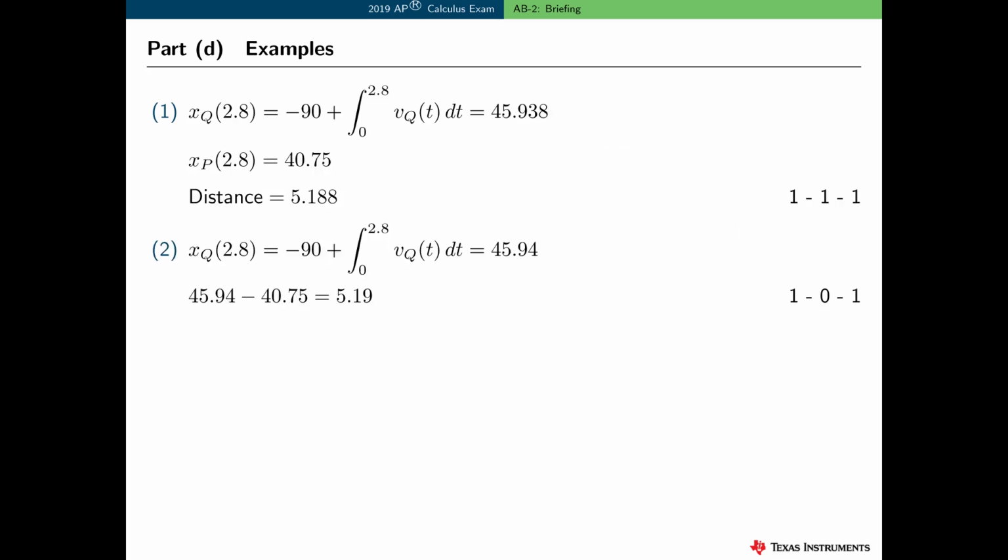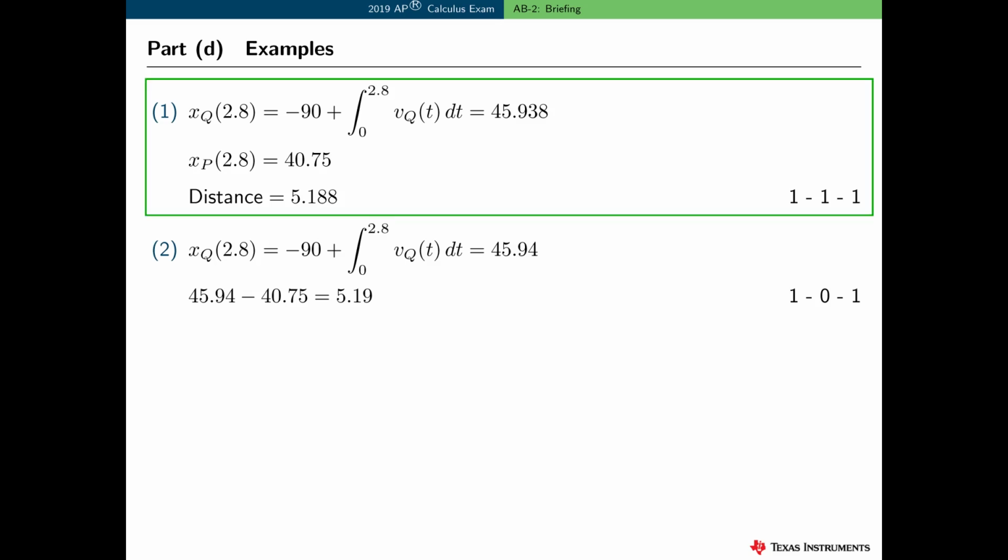Here are 2 more examples of part D responses and how each was scored. In example 1, we see the definite integral and the position of particle q explicitly stated. The student reminds us of the position of particle p, and let's assume this was found in part B, and the distance is given as an implied subtraction. This response earns all 3 points.